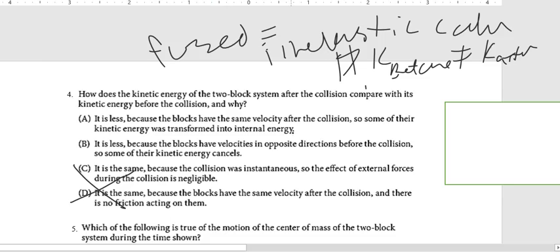It's less because the blocks have the same velocity after the collision, like they're together. So some of their kinetic energy was transformed into internal energy. That sounds pretty good, but let's double check the other one. It's less because the blocks had velocities in opposite directions before the collision, so some of their kinetic energy cancels. That one doesn't sound like a good answer. It sounds kind of childish. And we do know when they connect, there's deformation inside of them, so that sounds about right for the internal energy. The answer is A.